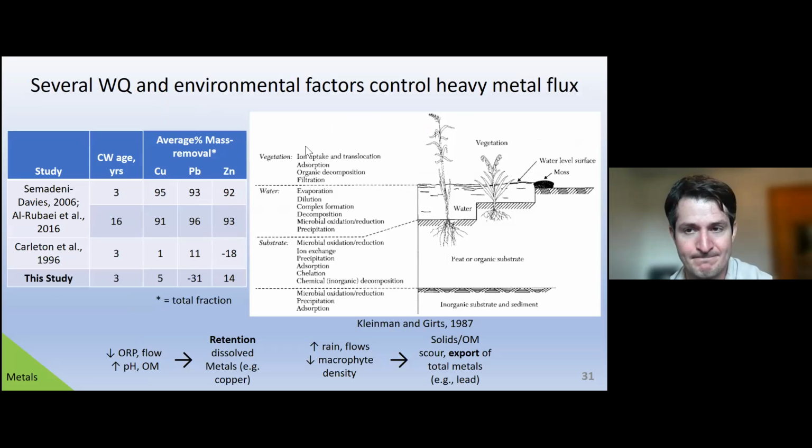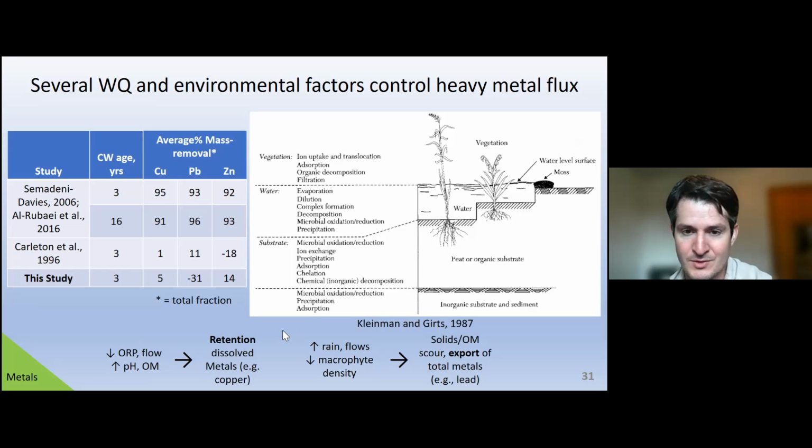So here, shown on the right, are a lot of different mechanisms involved with retaining metals. I didn't really get into figuring out which one was dominant and which one wasn't. But the literature showed that for this study that occurred in Sweden, which is not exactly the same climate as Portland, Oregon, or Clackamas County, they had really good metal removal compared to this Carleton study. My data tracks more closely to the Carleton study, which was in the United States.